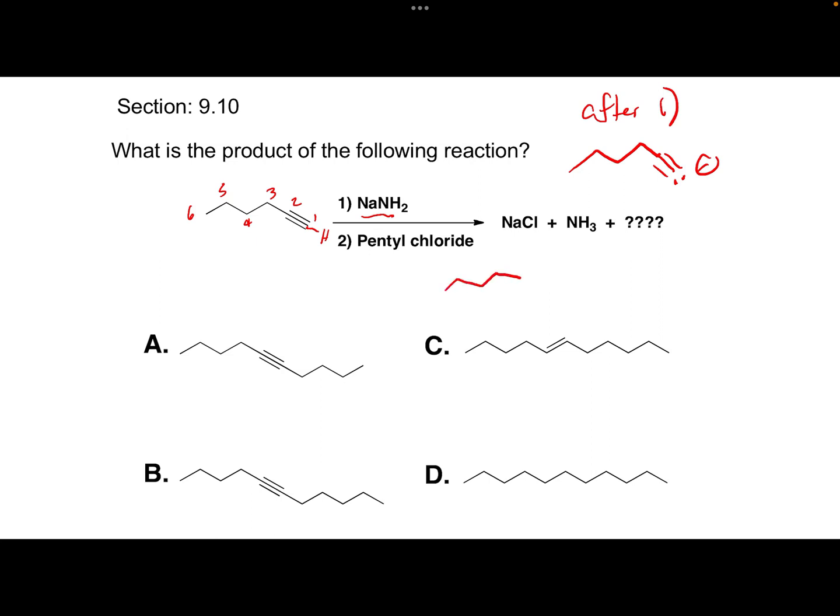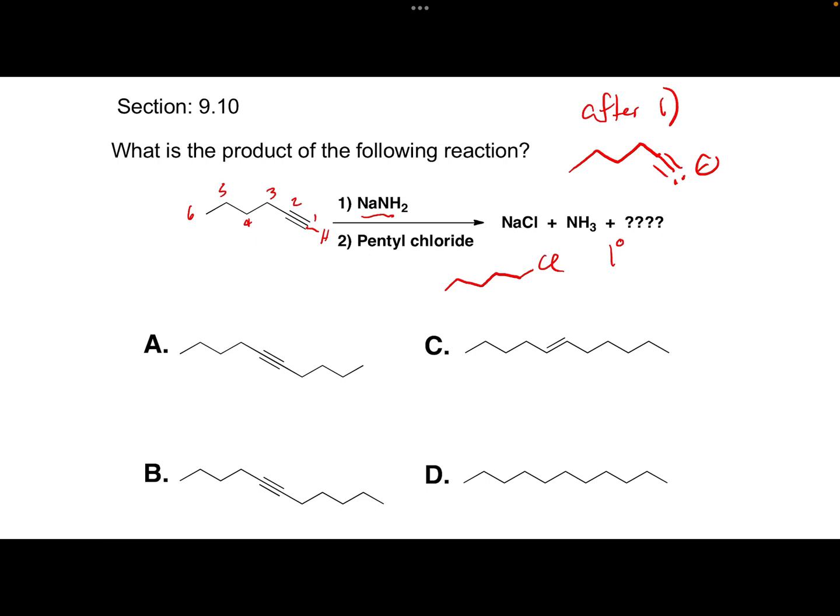So we have to remember what that looks like. There's our pentyl group. There's the chloride. And so this is a primary alkyl halide that we're going to see undergo an SN2 reaction mechanism with this good nucleophile.